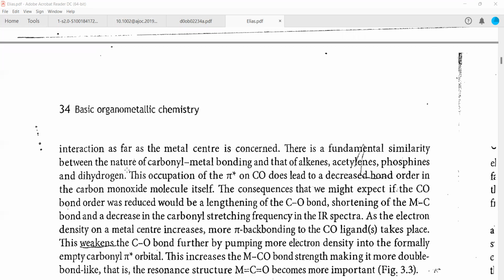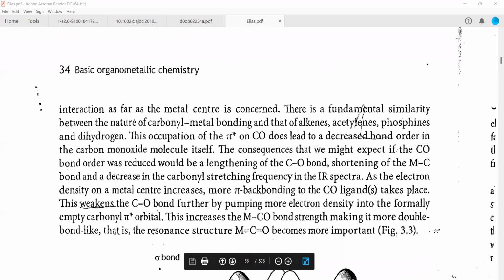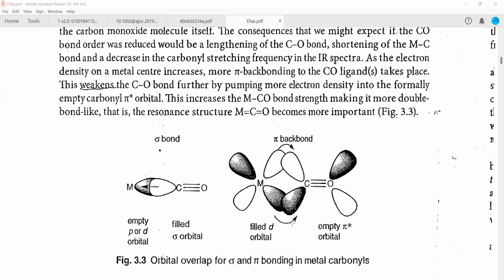Now, as the electron density on the metal center increases, more pi back bonding to the carbonyl ligands takes place. This weakens the carbonyl bond, that is, when I'm talking about the carbonyl bond, I mean the CO bond. Further, by pumping more electron density into the formerly empty carbonyl pi star orbital, this increases the metal carbonyl bond strength, making it more double bond like, okay? That is the resonance structure, like this, right? So more back donation, the stronger is this bond and the weaker is this bond. So that becomes more important.